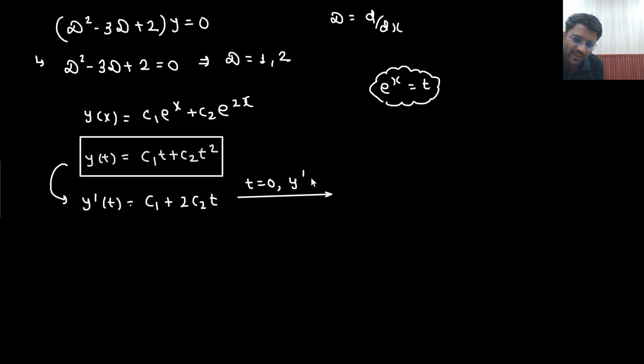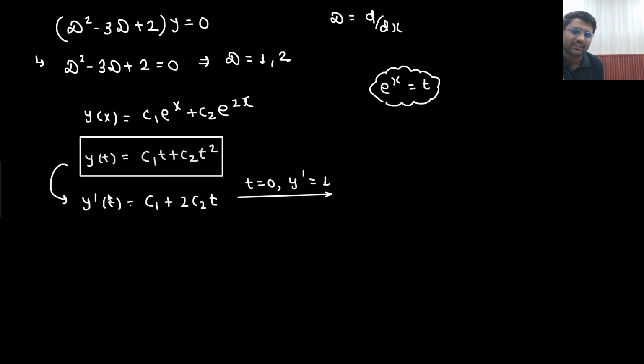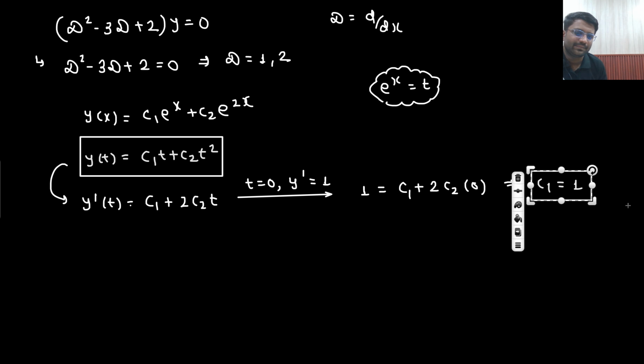Then the y dash value will come out to be what? When you put t equals 0, the y dash value will come out to be 1. This is what they are saying. So from here, what is the value of C1 you are getting? The value of C1 is coming out to be 1.